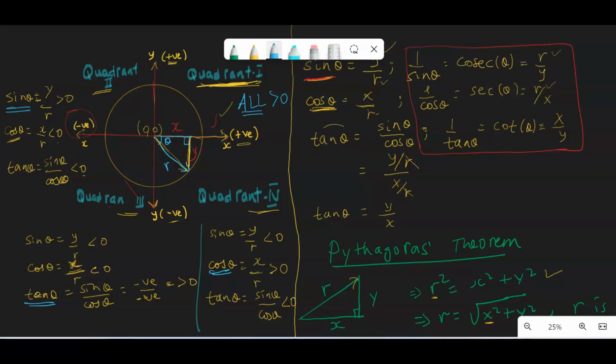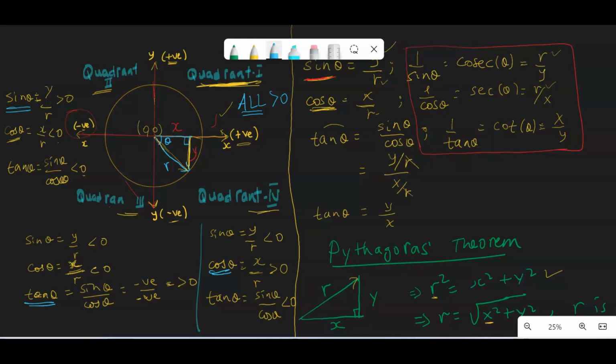So how do you remember these things? In quadrant 1, all the trigonometric functions and their reciprocal functions are positive. In quadrant 2, sine and its reciprocal function, which is cosecant, are positive. The rest are negative. In quadrant 3, sine and cosine and their reciprocal functions are negative, but tangent and cotangent are positive. In quadrant 4, only the cosine function is positive. Sine and tangent and their reciprocal functions are negative.